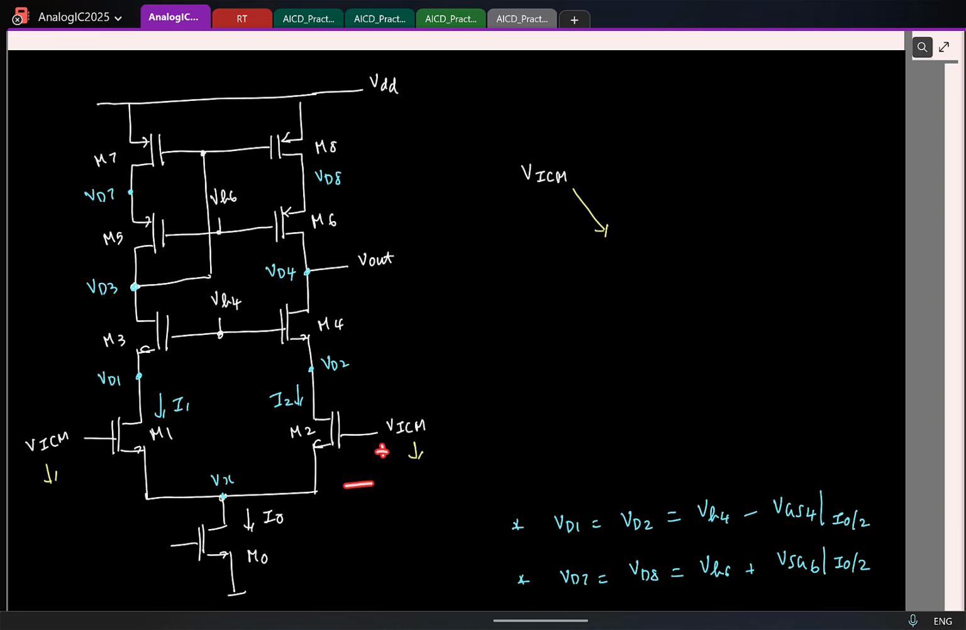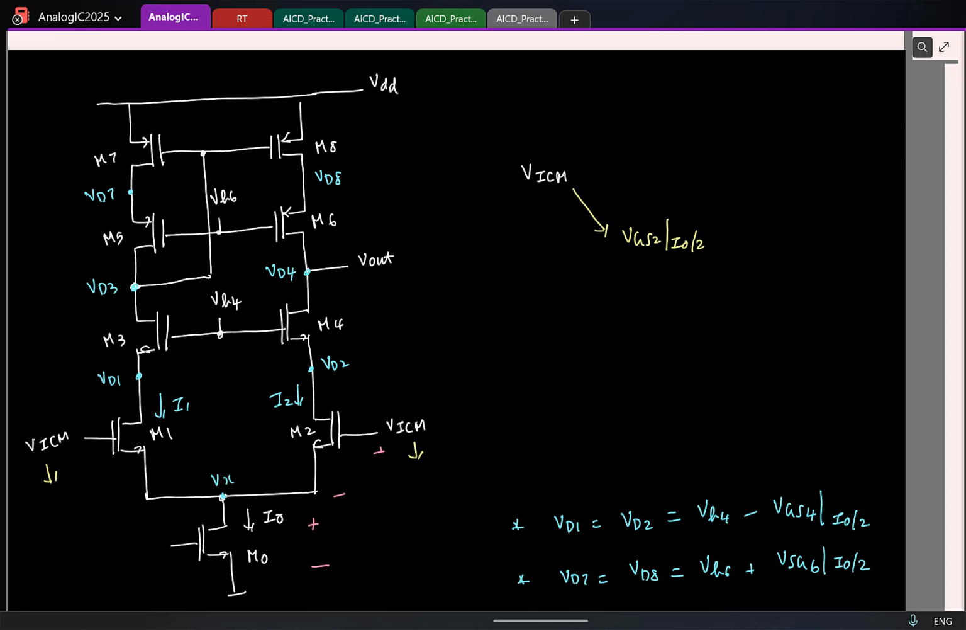Yeah, remember the VGS of the transistor is fixed. If I keep reducing this voltage, Vx has to drop. And as Vx drops, you will not have sufficient VDS for M0. So let's try to write it directly now. Remember that my VICM, or this gate voltage, this is the VGS of this transistor, plus the VDS of this transistor. So VGS I know is fixed, right? So we can write it directly. This is going to be the VGS of the transistor M2 at a current I0 by 2, plus the VDS.